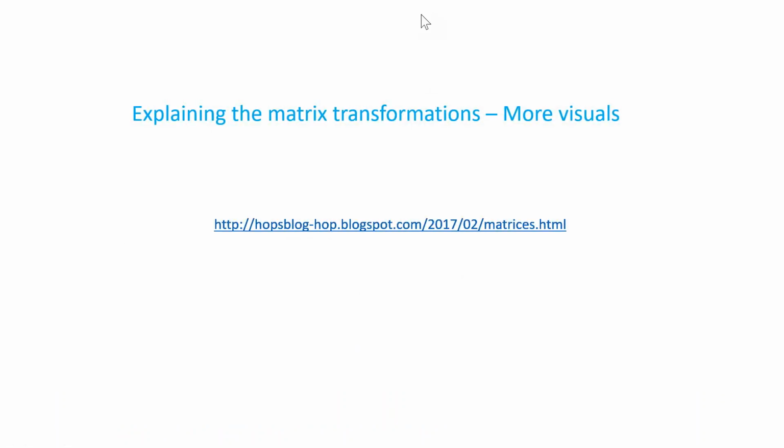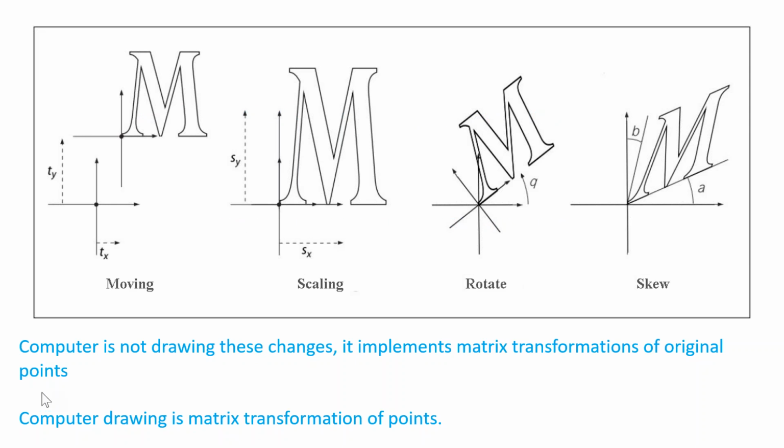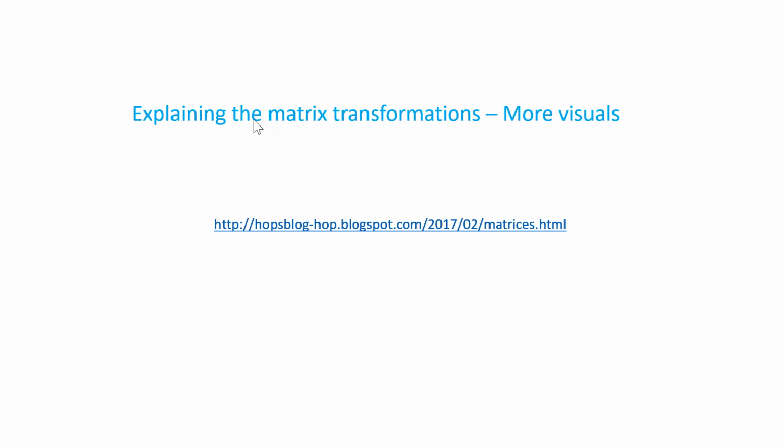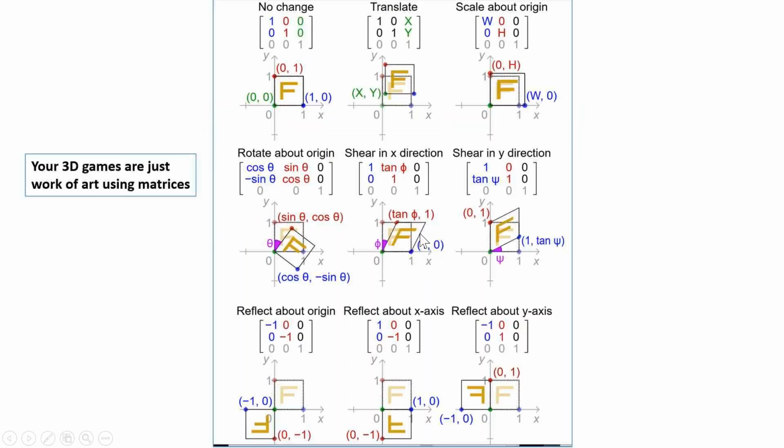I have some good references. If you're interested, you should go and read all these things. Computer drawing is matrix transformation of points, very important. Explaining the matrix transformations, more visuals are here. I'll just go there and come out. See, F is the one, right? F is now shifted, translated, it's called translation. Your 3D games are just works of art using matrices.